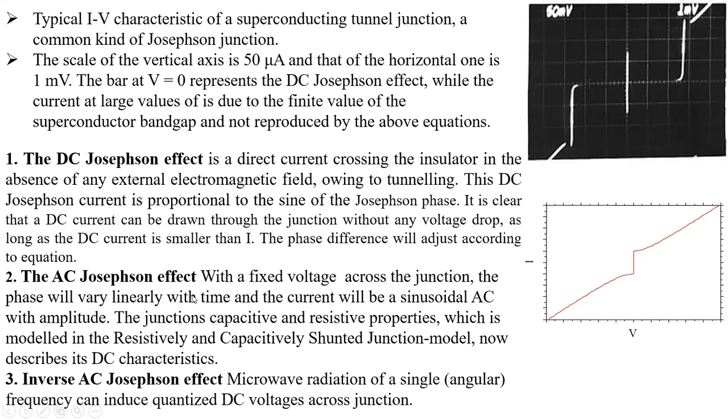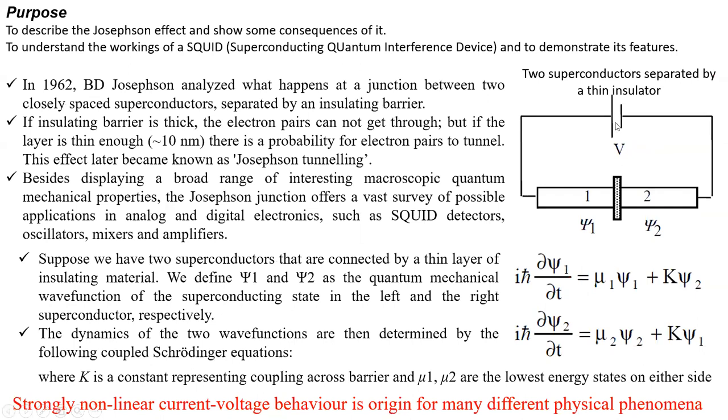AC, what will happen? The AC Josephson effect is the one with a fixed voltage across the junction.